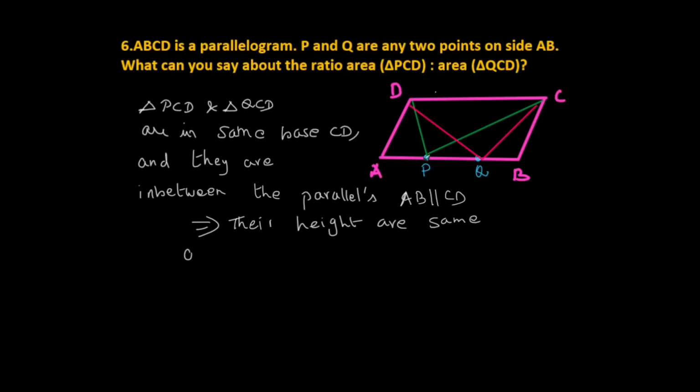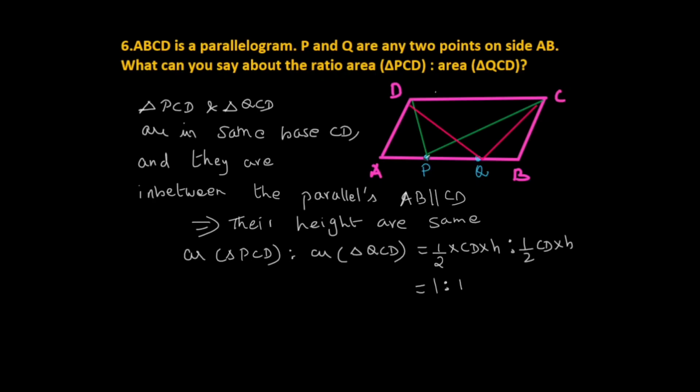So when heights are the same and they are on the same base, area of triangle PCD is to area of triangle QCD is equal to half into base CD and height H is to half into base CD and height H. When we cancel everything, we get 1:1. So the ratio of area of these two triangles is 1:1.